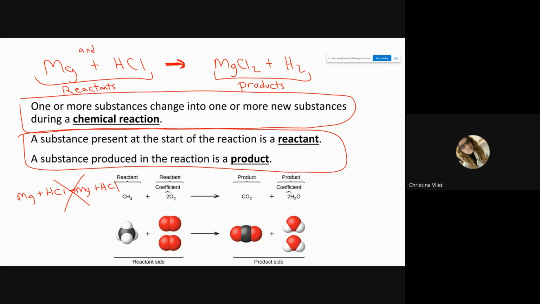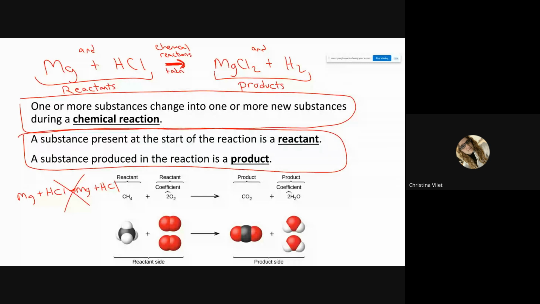They're separated. The plus sign separates. And here we see magnesium chloride and H2. We're going to go over other aspects of chemical reaction shortly. But the other thing to note here is that this arrow is the chemical reaction taking place. It has a name called yield sign, but it means the chemical reaction is taking place.